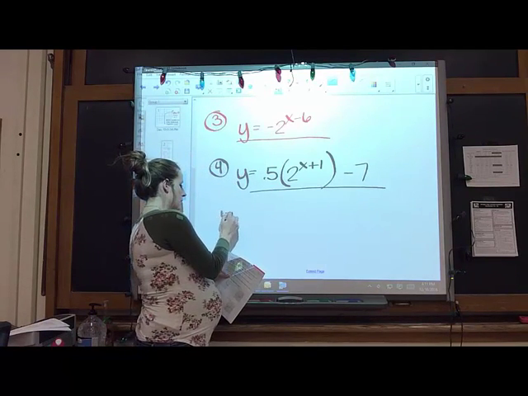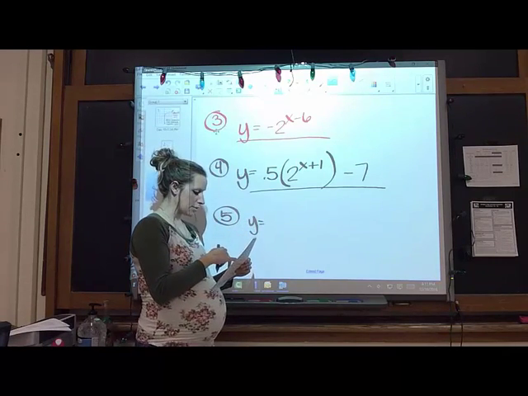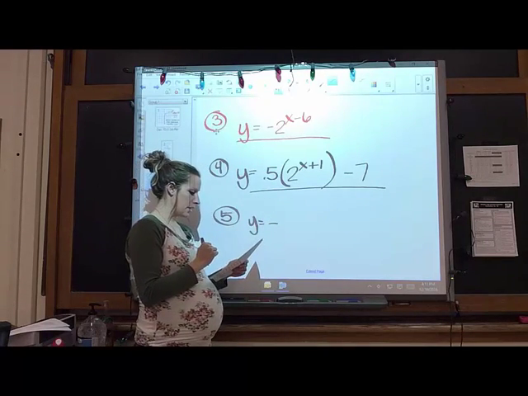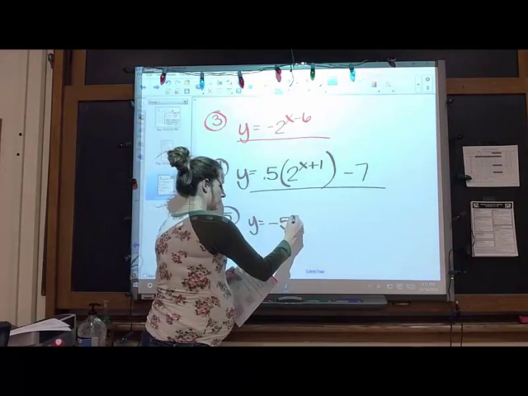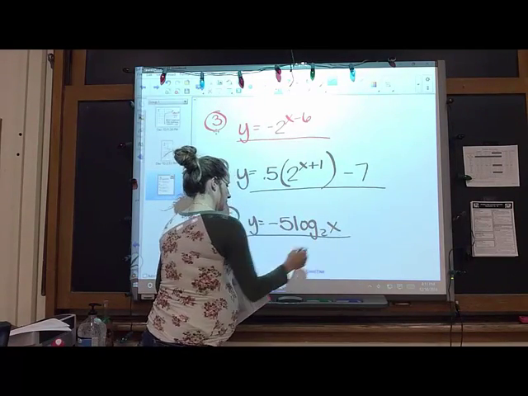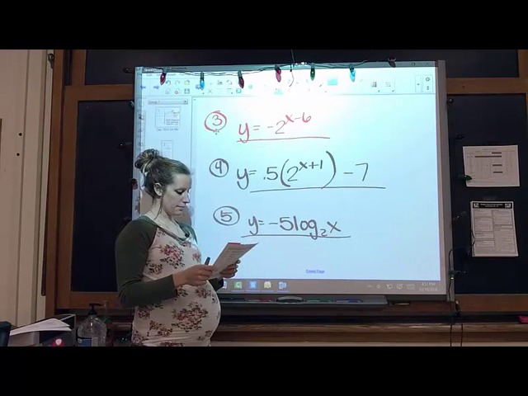Okay, and then the last one of these, we're starting out with a log base of 2. We're going to reflect it, so we need a negative, and we're going to stretch by a factor of 5. And that's all we're going to do to it. So you need a negative and a 5 at the beginning.